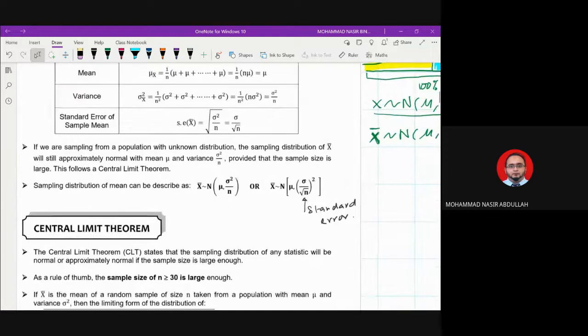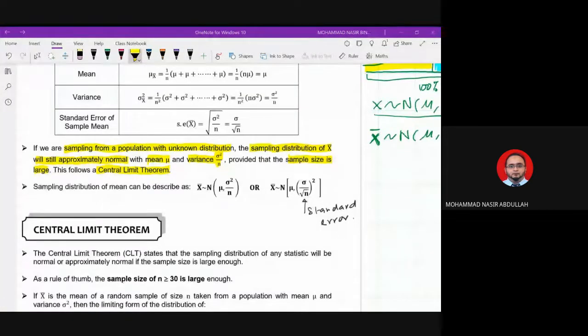So now let's look at the next sentence yang dia bagi tahu dekat sini. If sampling from a population with unknown distribution, right, the sampling distribution of X bar will still be approximately normal with mean equal to mu and variance equal to sigma squared over n, provided the sample size is large. This is known as the central limit theorem. Right? Contoh, I boleh bawa contoh sekejap. I bawa, I try to pick one.